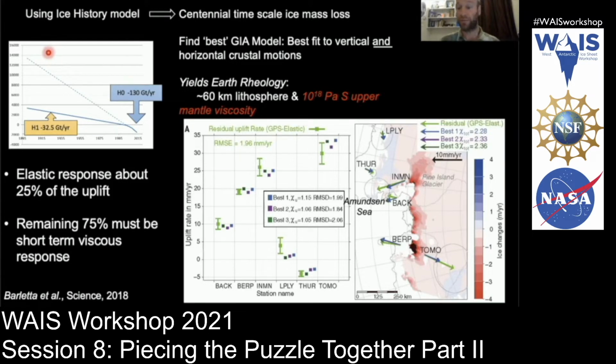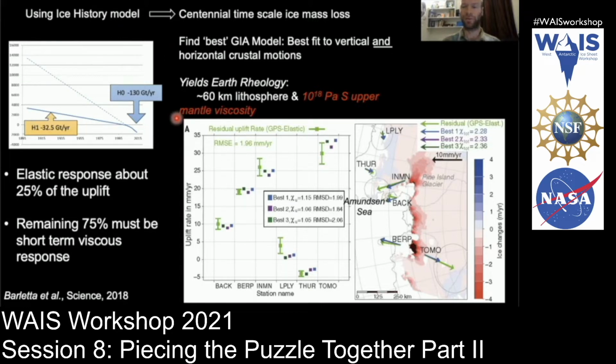So this study infers a centennial timescale of ice mass loss that yields a super low and squishy mantle viscosity in the 10 to the 18th Pascal second range. So ultimately, if we have an accurate ice history, then we can use a GPS measured and elastic corrected deformation to find the kind of best fit Earth properties.